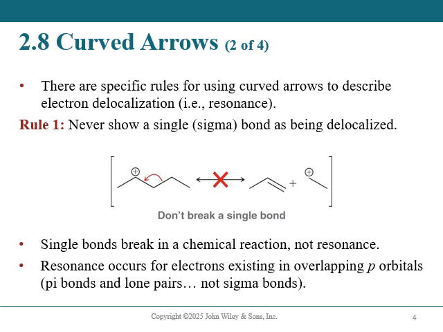Second, bonds break in a chemical reaction, not in resonance, as I mentioned. Resonance happens for electrons existing in overlapping p orbitals, pi bonds, and lone pairs, not in sigma bonds.